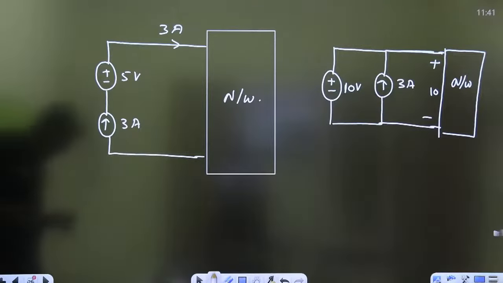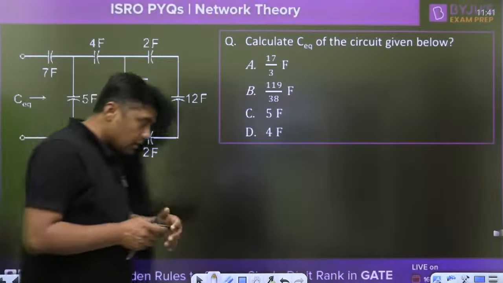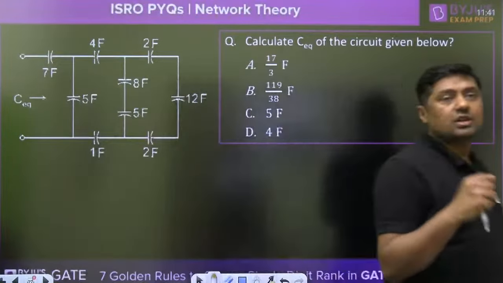You have given the right answer for that. Okay, I will discuss Prakhar, 1 minute. One question again we will solve, and then. Okay, try to solve this question.